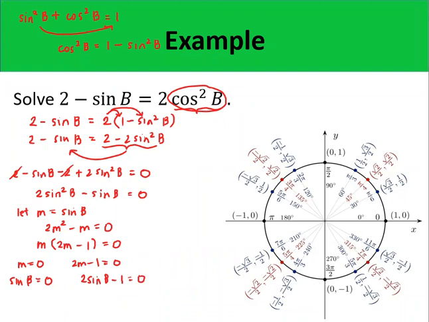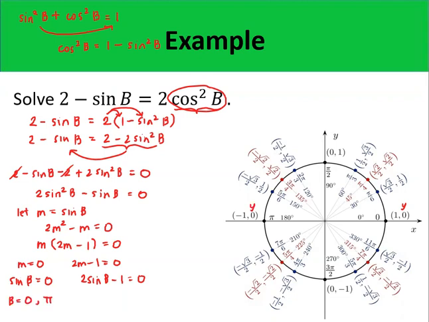So let's solve first for sine b equals 0. Sine b equals 0 means that the angle b should have a terminal point having 0 as the y-coordinate. In this case, the angle 0 degrees has the y-coordinate 0, and the angle pi has the y-coordinate 0. So this means that b is equal to 0 and also equal to pi.